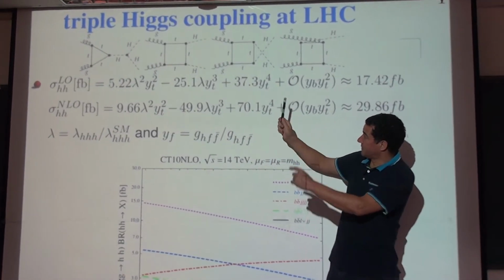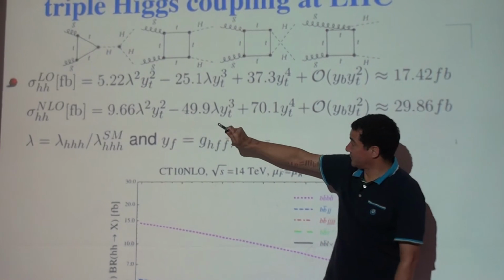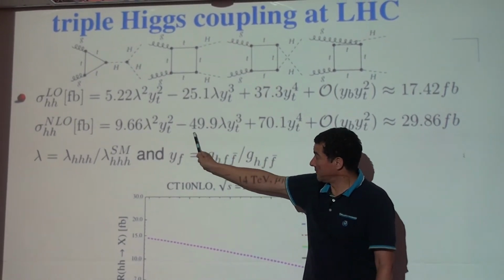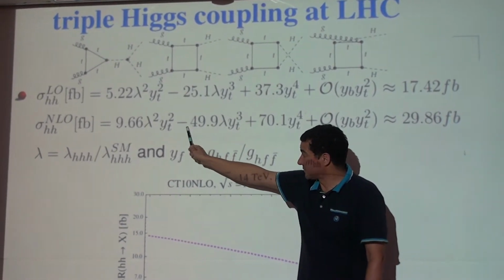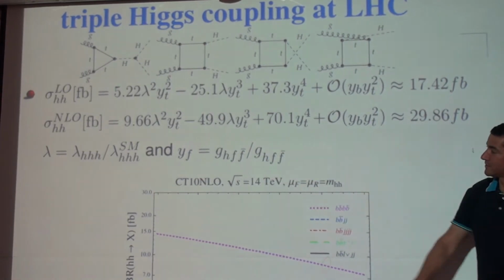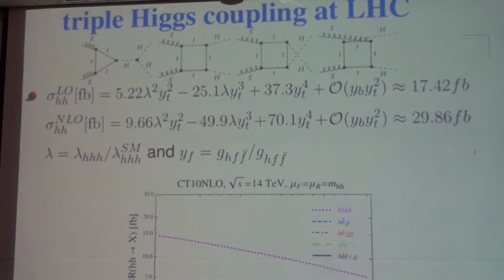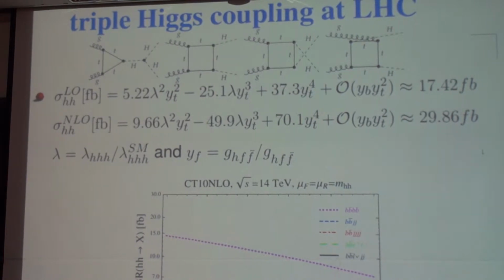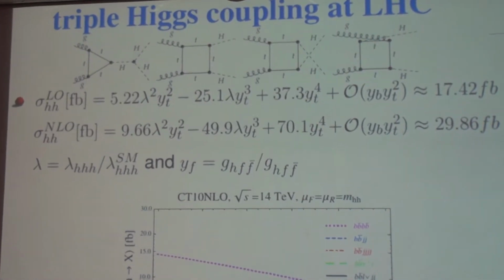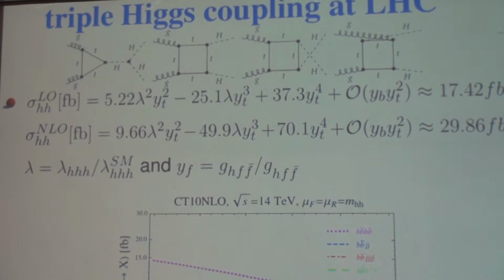And also the interference between the box and the vertices is destructive. So it's quite large and it's negative. That means that the cross section at the end is going to be quite small because of this destructive interference between the vertices and the boxes.